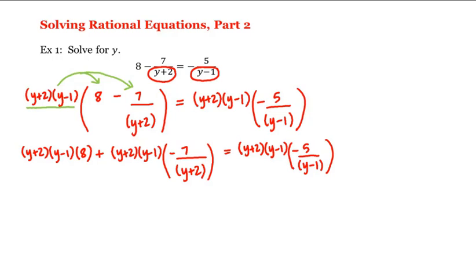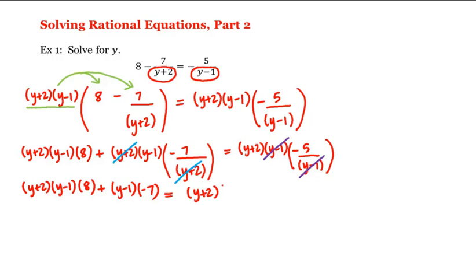Now, on the left-hand side, as long as y does not equal −2, we can cancel the y + 2's. And on the right, as long as y does not equal 1, we can cancel the y − 1's, which leaves us with (y + 2)(y − 1) times 8 plus (y − 1) times −7 is equal to (y + 2) times −5.